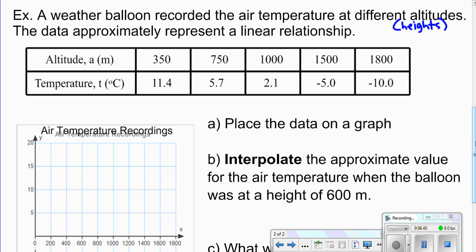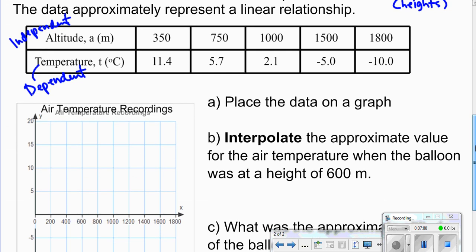So we have altitude and we have air temperature. We need to think of which one is dependent on the other. The altitude is going to change no matter what. Just because it's 10 degrees doesn't mean we're at a specific altitude, right? So the altitude is going to be the independent variable, and the temperature is dependent. So the temperature depends on what altitude we are at.